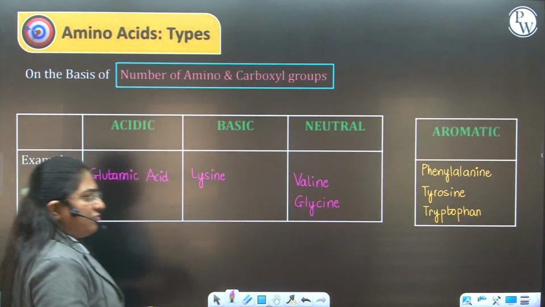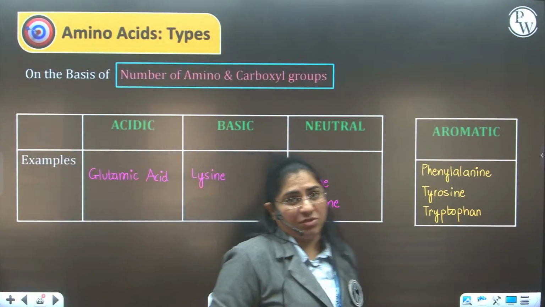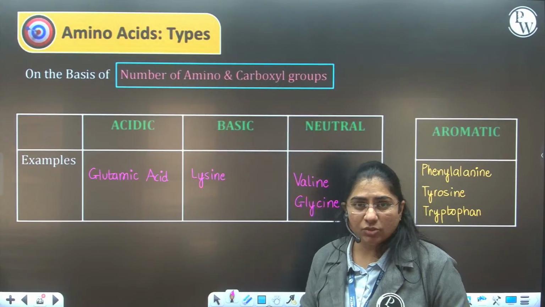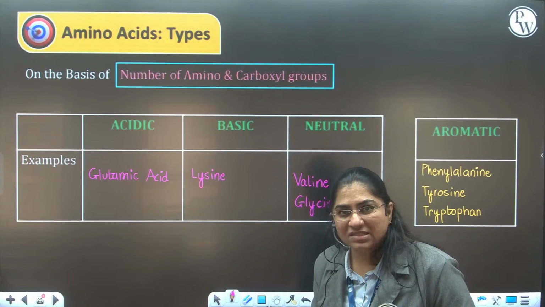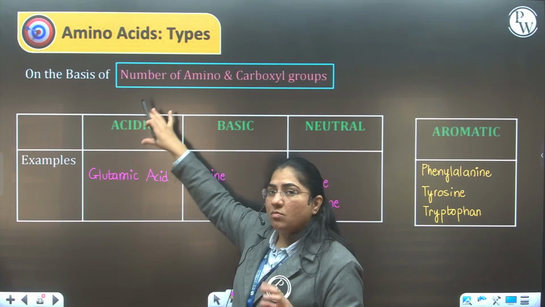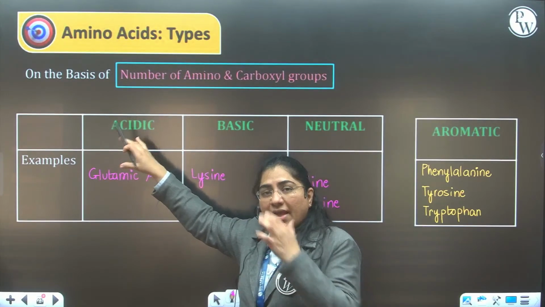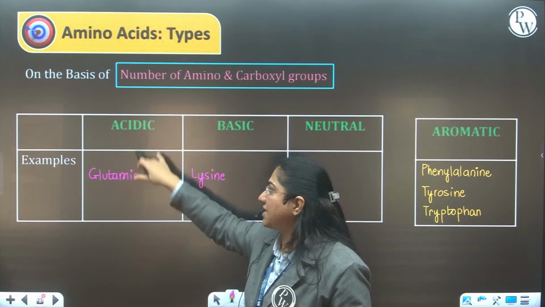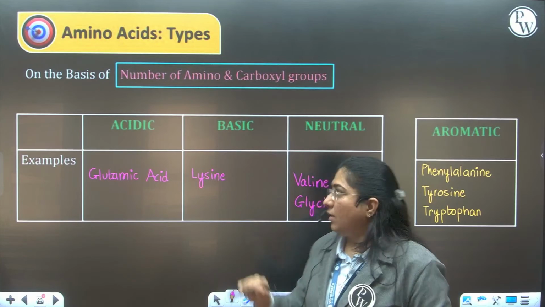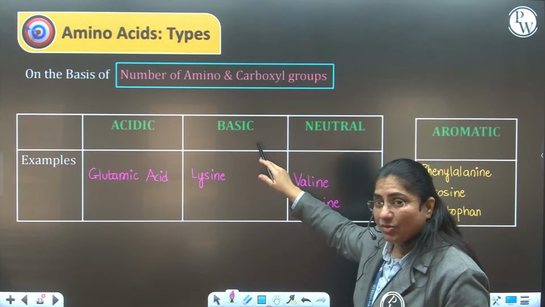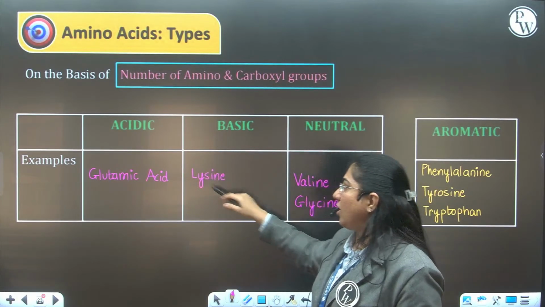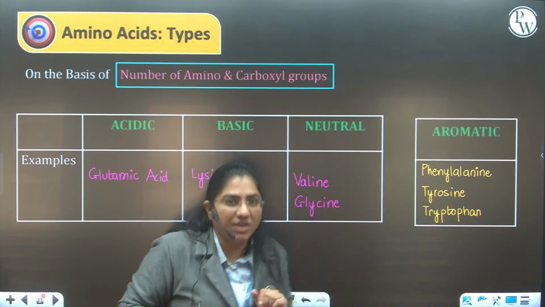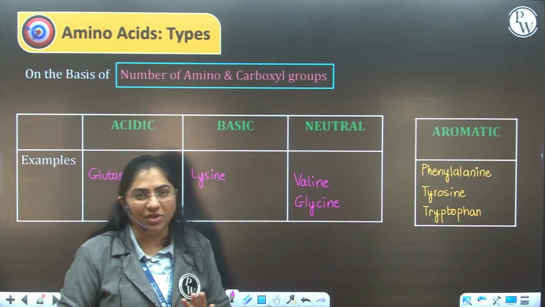Moving ahead, we can also classify amino acids on the basis of the number of amino and carboxyl groups. How do we classify them? If the number of acidic groups, carboxyl groups, is more as compared to amino groups, you call it an acidic amino acid. If the number of basic groups or NH2 groups is more, you call it basic. If the amino and carboxyl group numbers are equal, you call it a neutral amino acid.